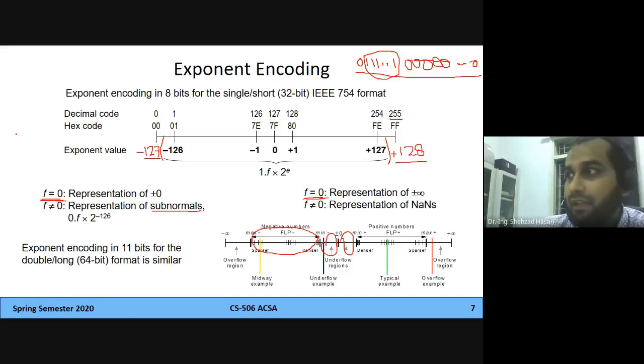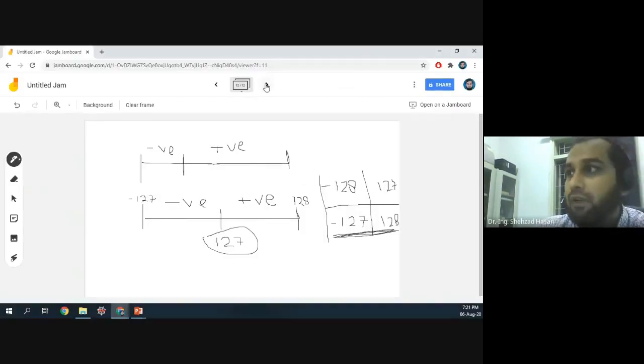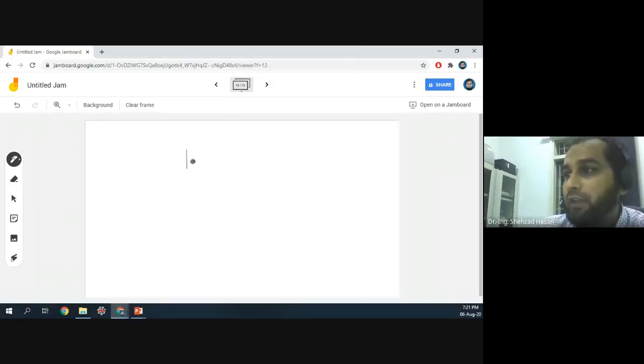So if you need an example, I can give you an example as well. Say we have a number like 1.01 into 2 raised to power minus 126, right? So this is acceptable because minus 126 is within the acceptable range. 127 is not acceptable, but 126 is acceptable, and we have a 1 over here before the decimal.